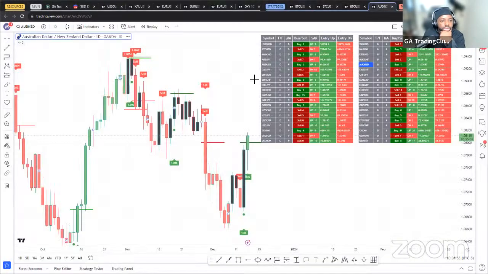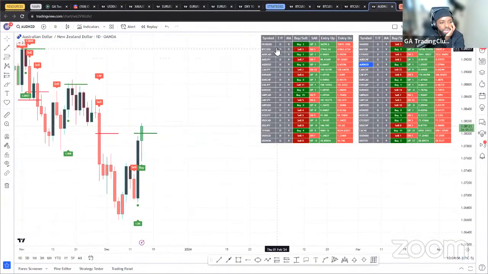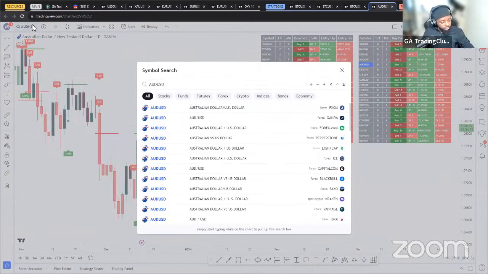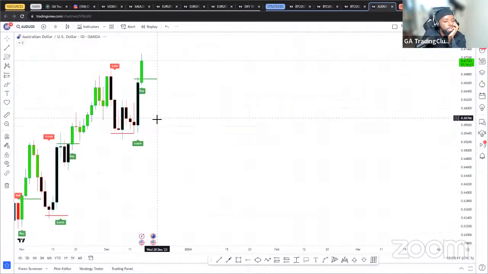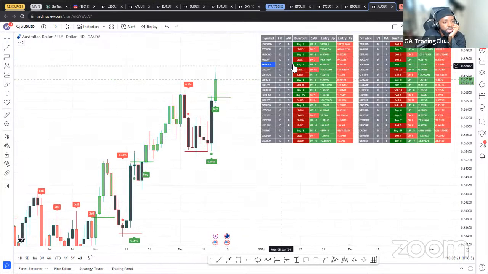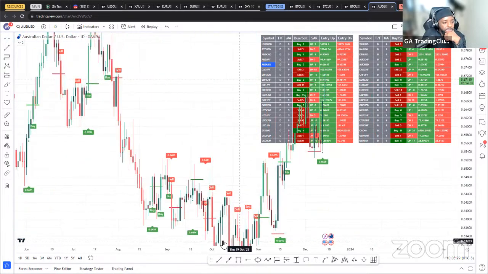Let's see something here. Let's look at this. I haven't looked at this in a minute. Odd USD. Odd USD might be bullish starting tomorrow. I think some of this. Oh, okay.